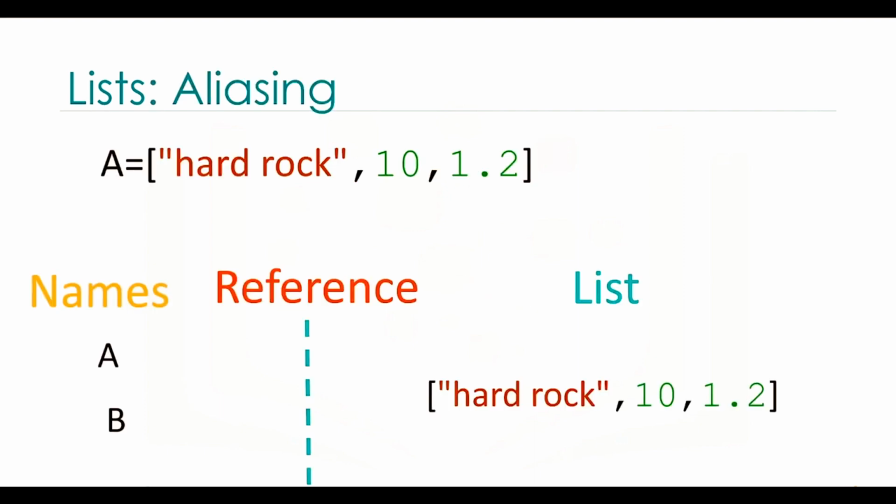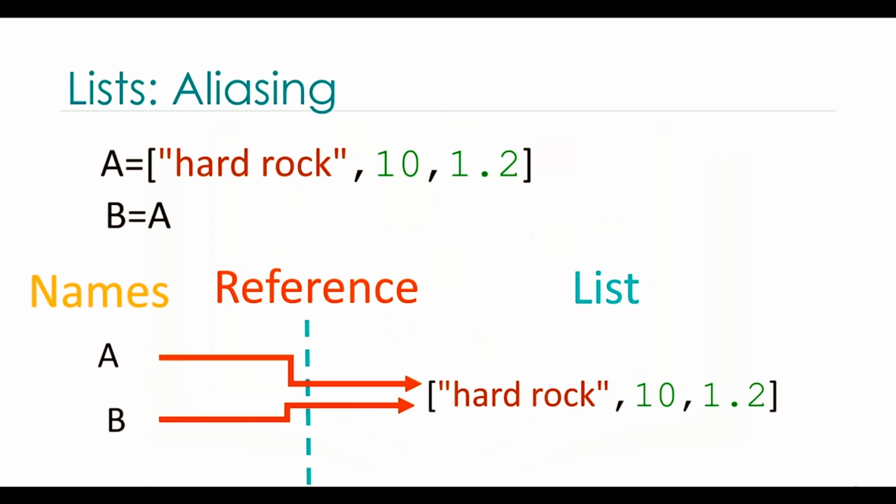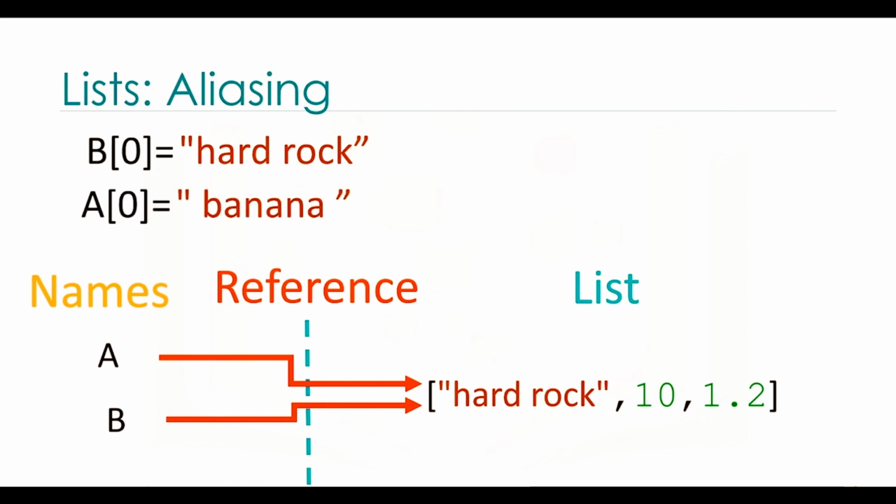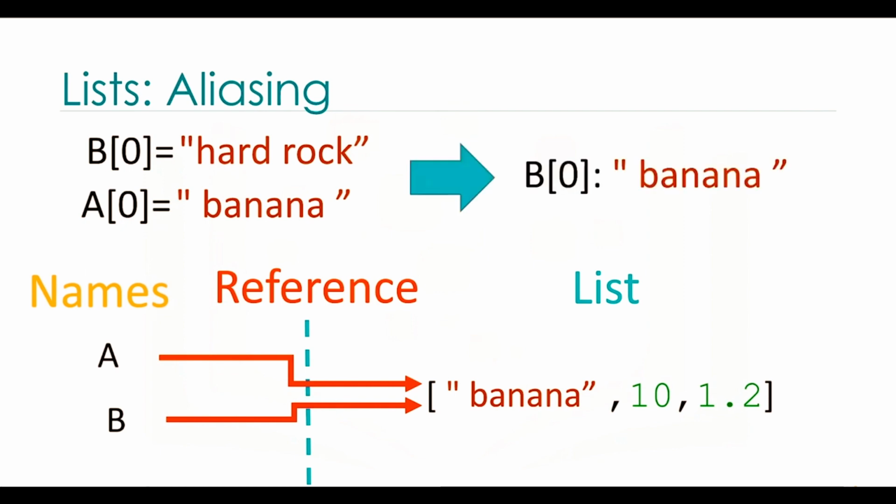Each element corresponds to a set of characters that have been separated by a comma. When we set one variable, b, equal to a, both a and b are referencing the same list. Multiple names referring to the same object is known as aliasing. We know from the list slide that the first element in b is set as hard rock. If we change the first element in a to banana, we get a side effect. The value of b will change as a consequence. A and b are referencing the same list. Therefore, if we change a, list b also changes. If we check the first element of b after changing list a, we get banana instead of hard rock.